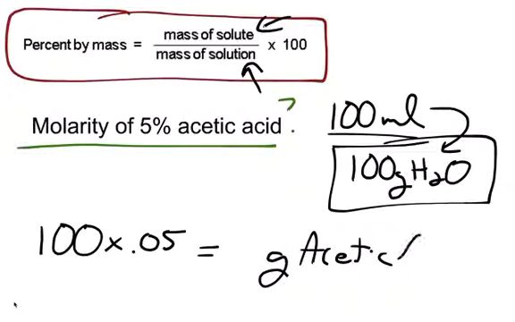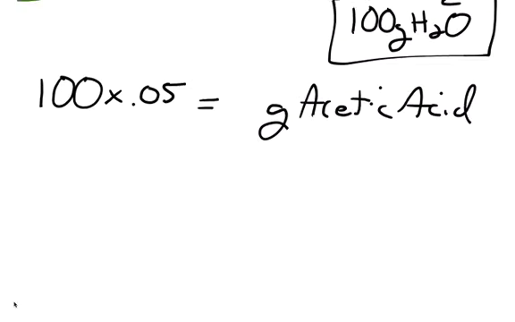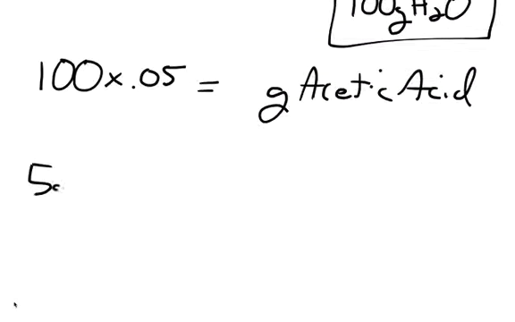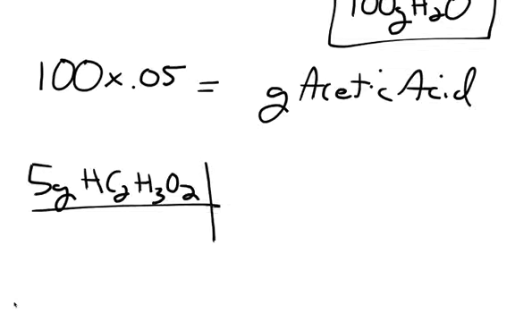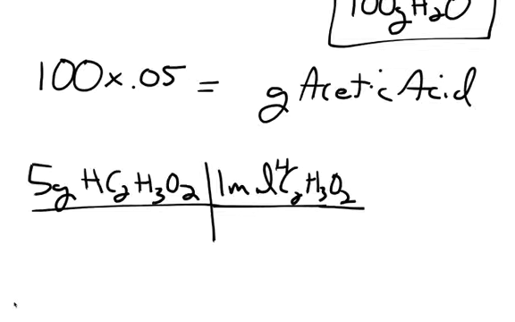Okay, well, that helps me, but again, it doesn't tell me the molarity. So I found the mass, now I want to know the molarity. Well, again, I have to take the 5 grams of acetic acid, C2H3O2 is acetic acid, and guess what I do? I divide it by its molar mass. So I'm going to divide by the molar mass of acetic acid, C2H3O2. Need to throw the molar mass on the bottom, which for our purposes is approximately 60 grams.